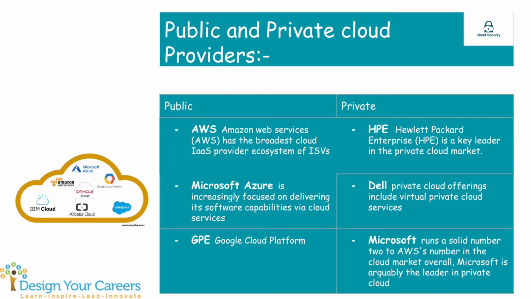So here you all can see on this slide there are some public and private cloud providers. Public cloud providers are Amazon Web Services, Microsoft Azure, and GCP, which is Google Cloud Platform, and private cloud providers are HPE, Dell, and Microsoft.